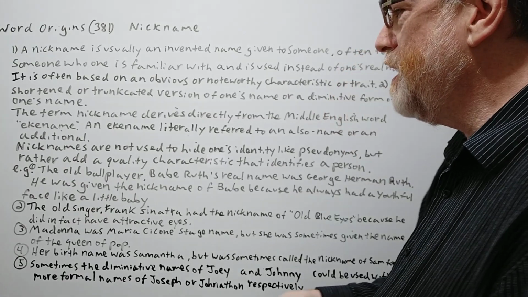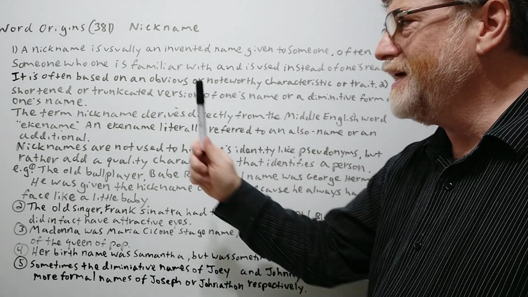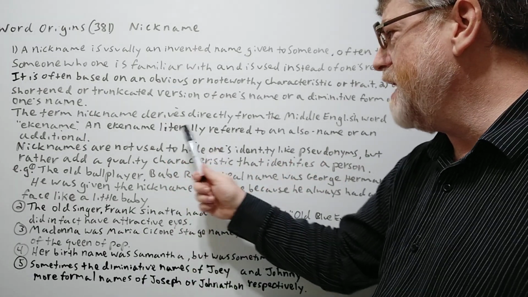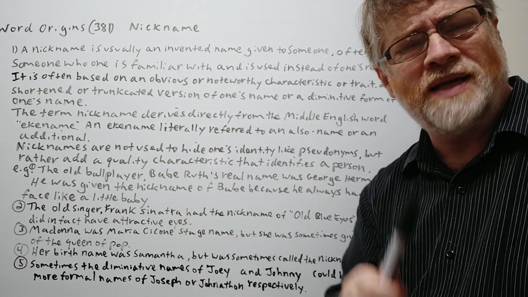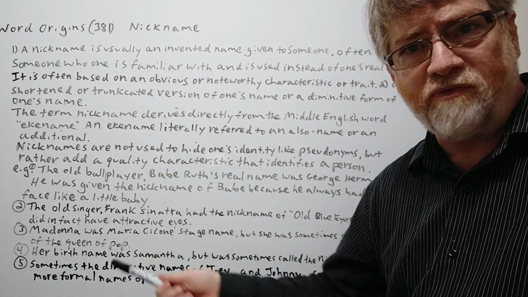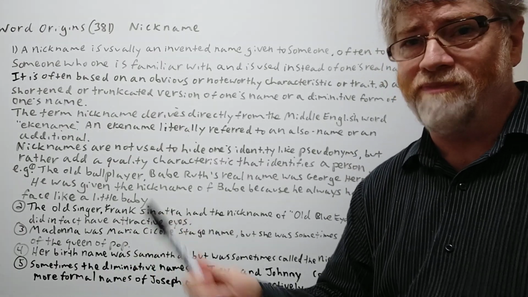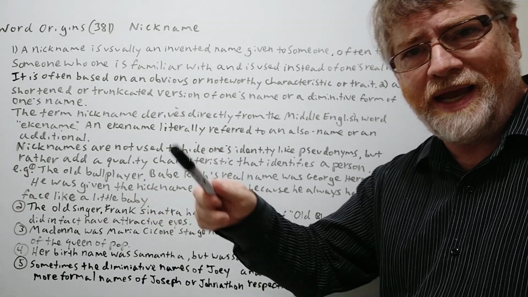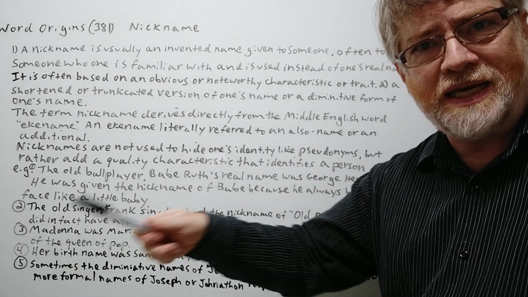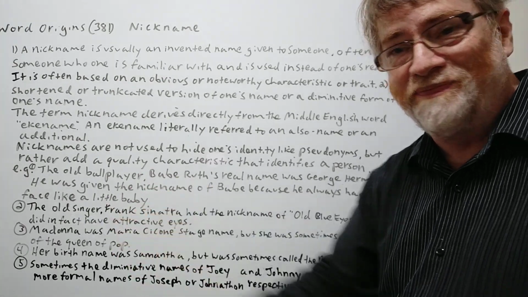Let's continue. The term nickname derives directly from the Middle English word ekename. An ekename literally referred to an also name or an additional name. Yeah, because I always kind of wondered, where does nickname come from? My name is Nick. Did the name of Nick have something to do with it? No. It's just that eke means like an additional one or an extra one. So it was an ekename. And it eventually formed into nickname.